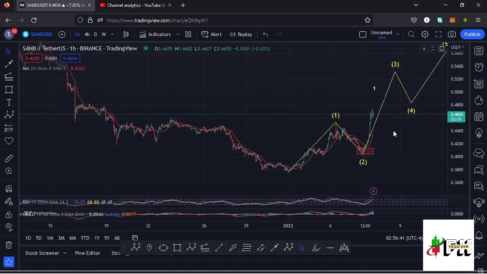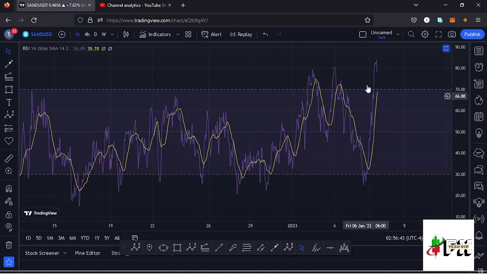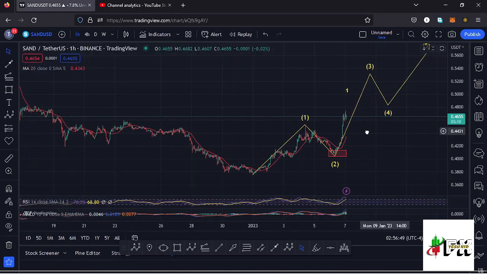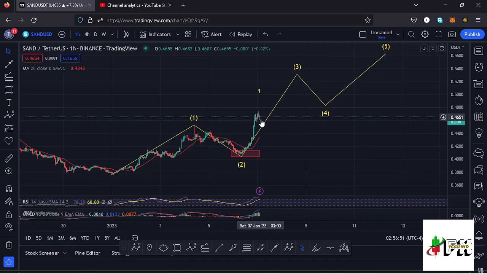And also taking a look at the indicators, here on the RSI we are trading at around the 78 mark, meaning we have managed to get into the overbought region, and we might expect a bit of a retracement over here before we continue pushing even higher to fully maximize the formation of that wave 3.